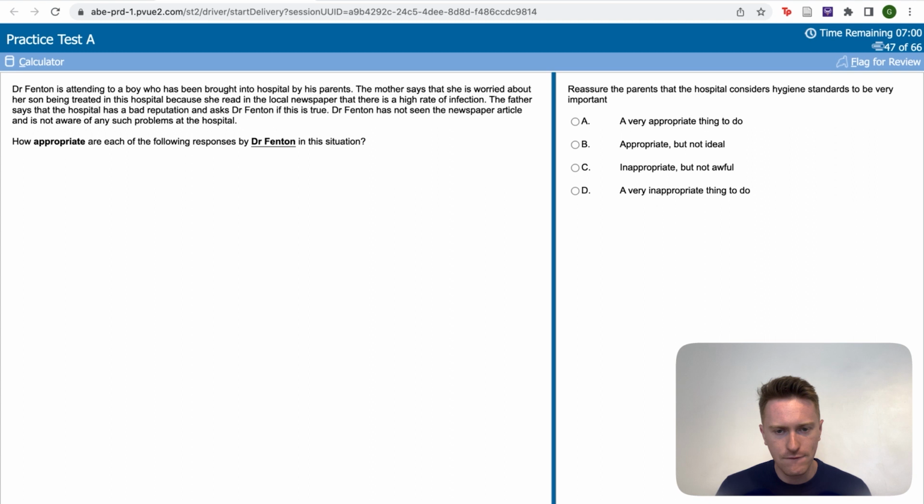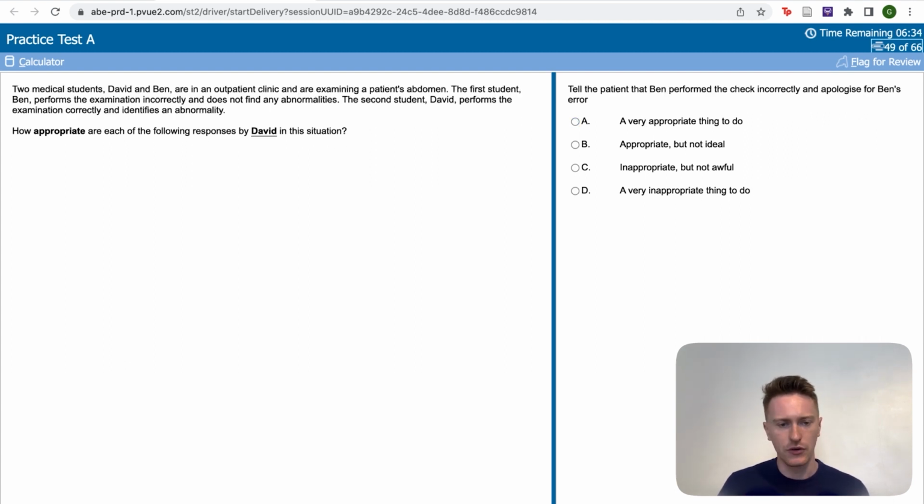Someone's worried about the infections, they've read something, and the doctor's not seen it, but they need to respond. So reassure that they consider it to be very important, very appropriate. And you would say that. I mean, regardless of whether or not he knows the specific data, clearly the hospital will consider it to be very important. So that is an appropriate thing. Offer to find out more. Absolutely. Like, that's a good way to diffuse the tension. I'll look into that for you.